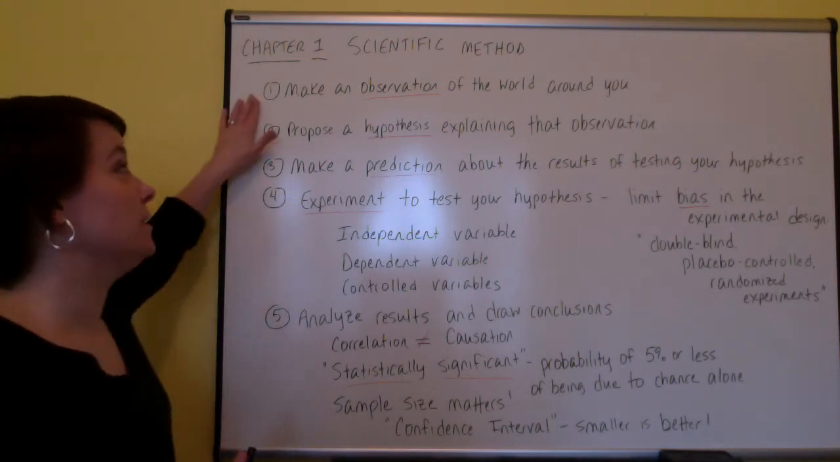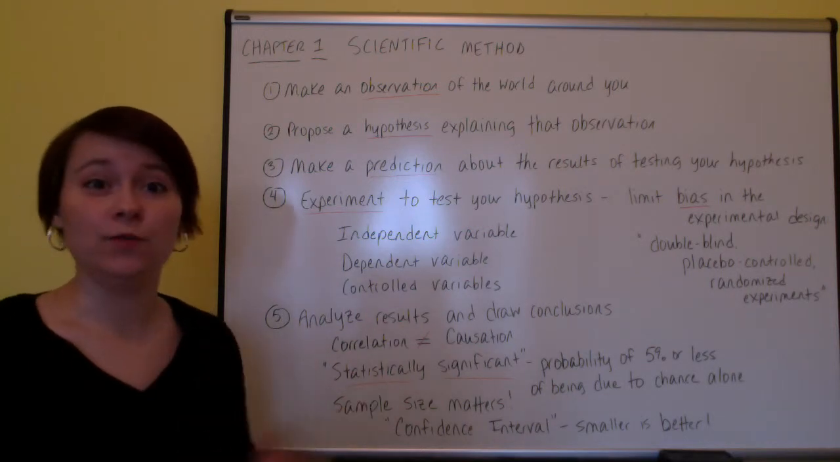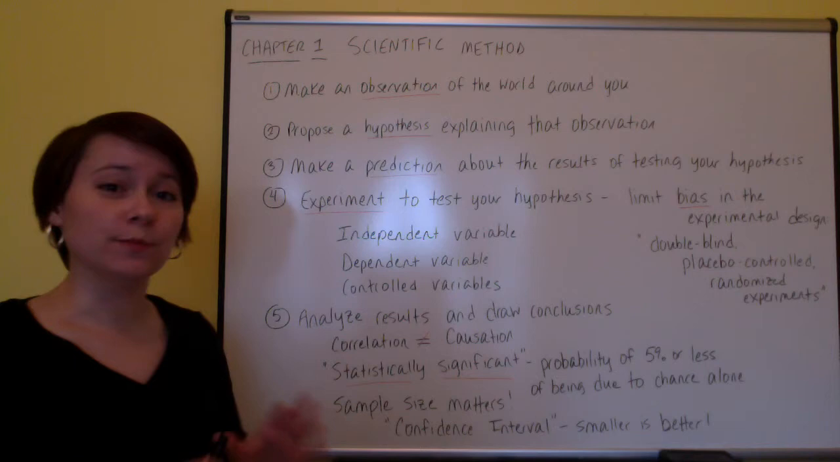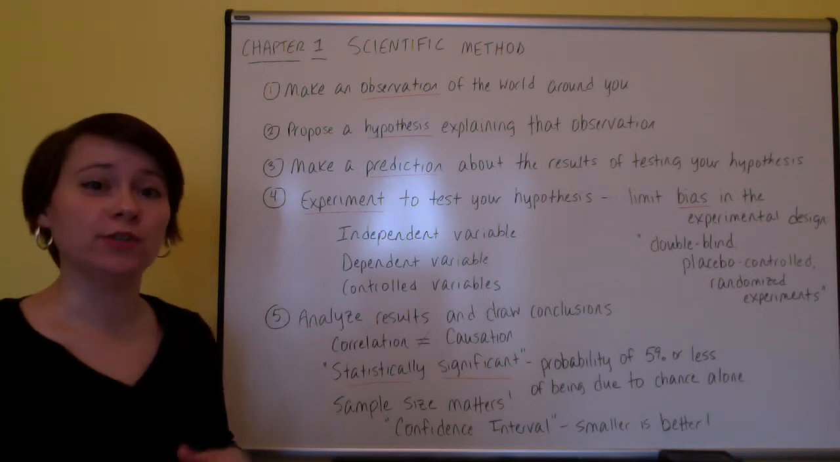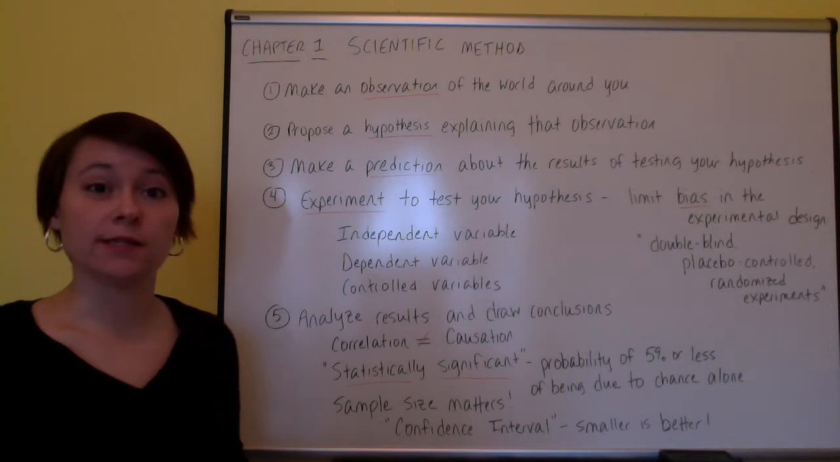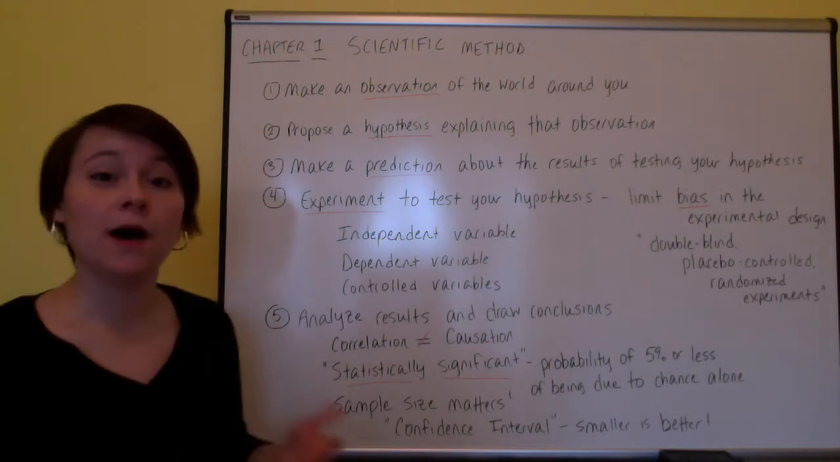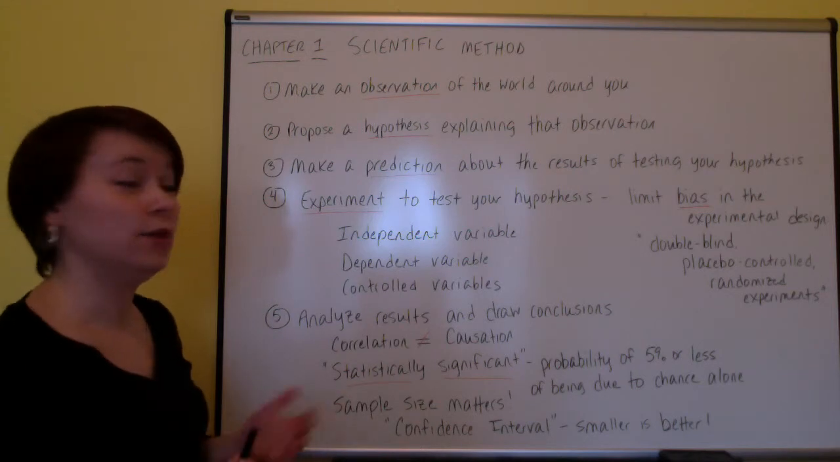So the first step is you make an observation. So you see something, you see lightning, and you wonder what causes lightning. You're observing the natural world around you and trying to see what is something new and how that process may work. The second step is you propose a hypothesis explaining your observation.